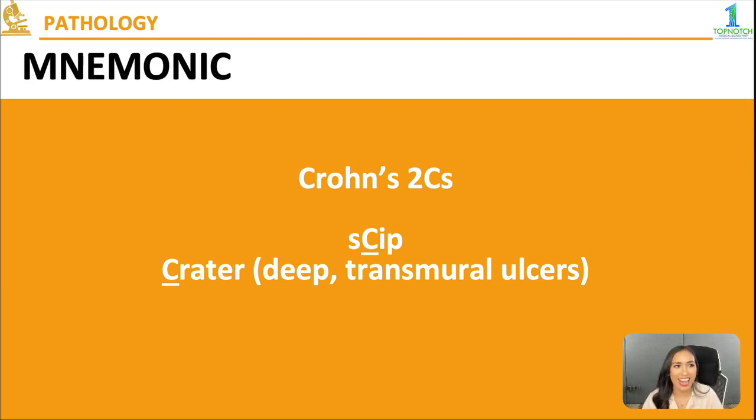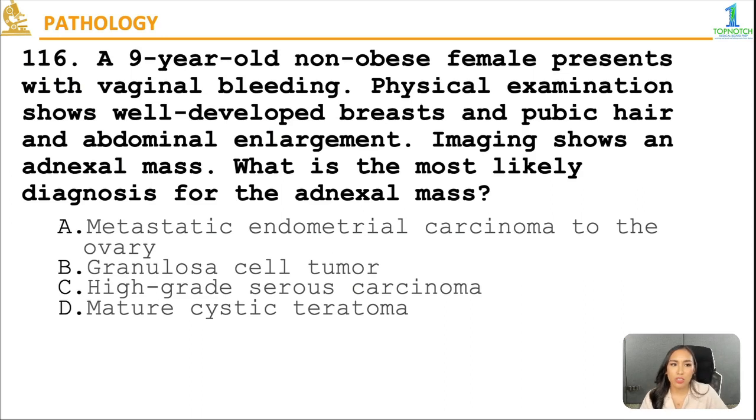Hey guys, kapit lang tayo. 9-year-old non-obese female presents with vaginal bleeding. Physical examination shows well-developed breasts and pubic hair and abdominal enlargement. Imaging shows an adnexal mass. What is the most likely diagnosis for the adnexal mass? Okay, and the correct answer is granulosa cell tumor.